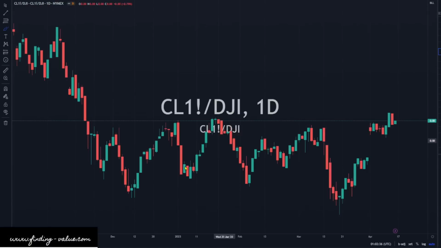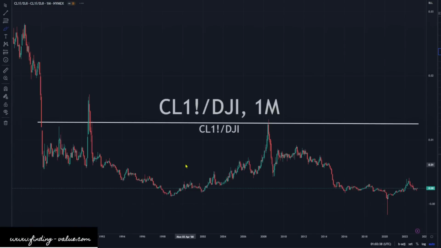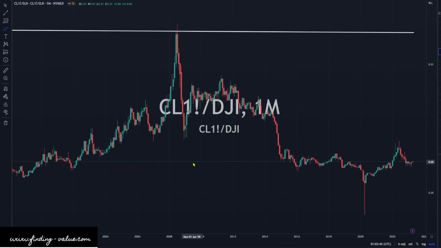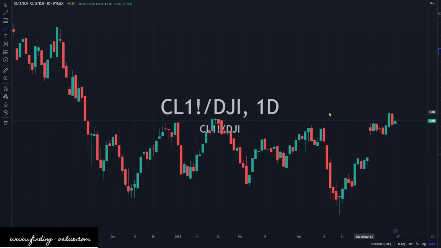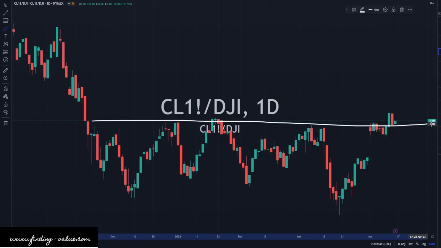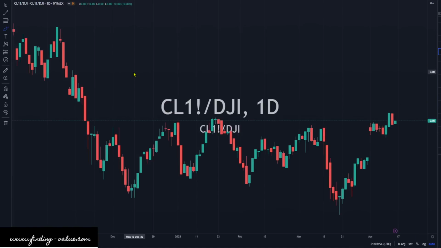Crude oil versus the Dow Jones Industrial Average, so crude oil versus stocks, we're looking at a whole bunch of different things. We are at a very cheap valuation for crude oil. And if we zoom in, we can see that we're getting some outperformance of crude oil, and hopefully we can get a break higher against stocks. So either stocks go down or crude oil goes up, or both of those things happen simultaneously where you increase your purchasing power against stocks.